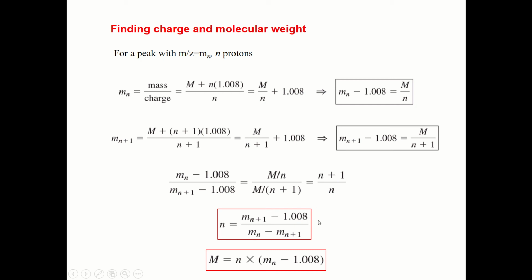Very simple. And the molecular weight is what? Molecular weight is n multiplied by this one, n times M_n minus 1.008, because the molecular weight, large M, is given by n multiplied by this part.